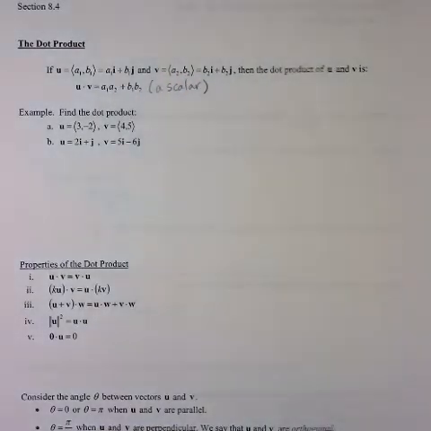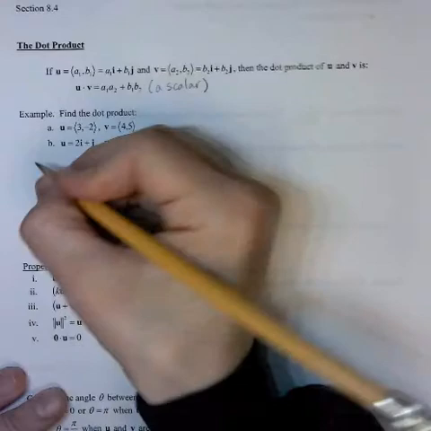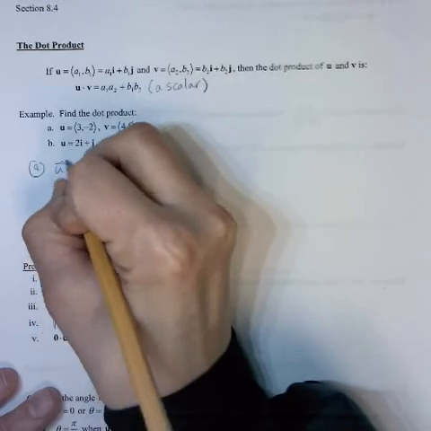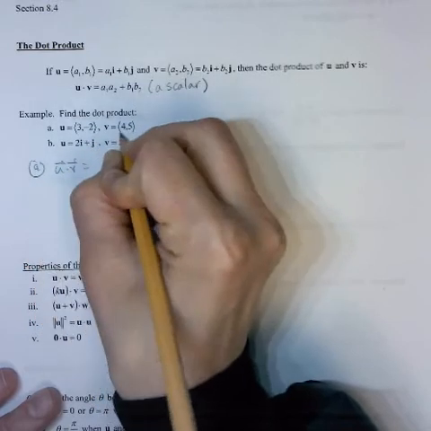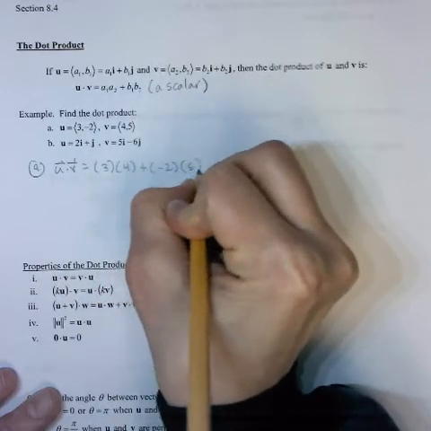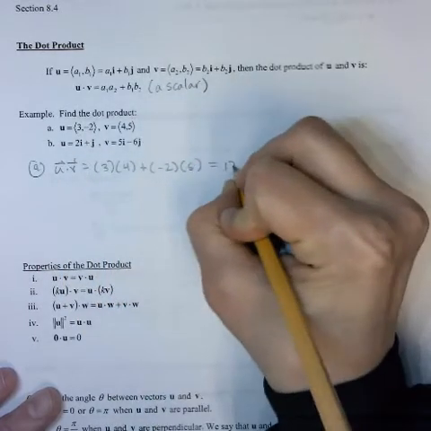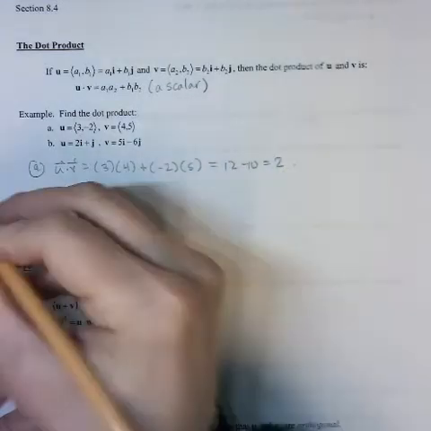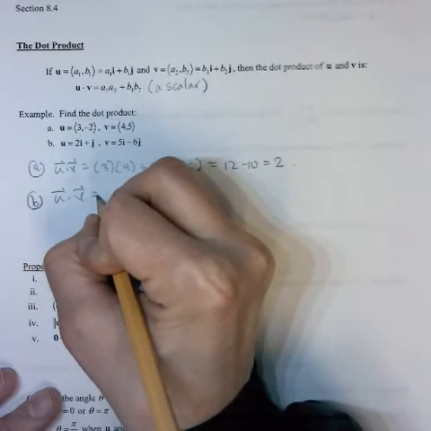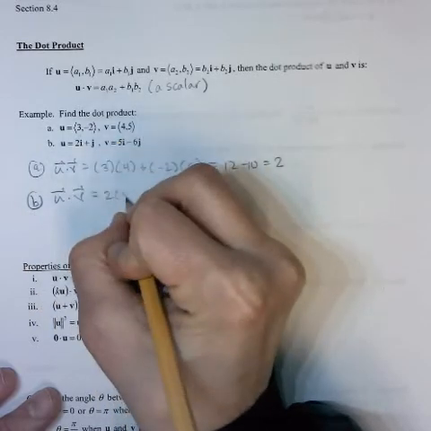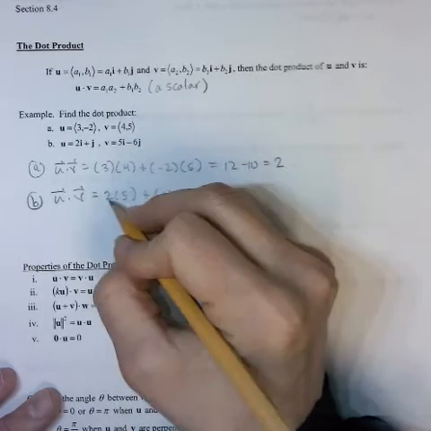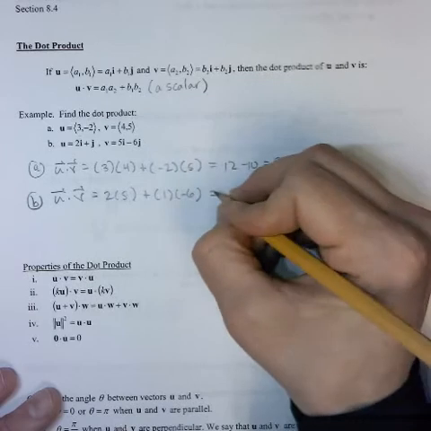So let's go ahead and do a couple of examples. For part A, u dot v will just be 3 times 4 plus negative 2 times 5. So 12 minus 10 is 2. B, u dot v is 2 times 5 plus 1 times negative 6. 10 minus 6 is 4.